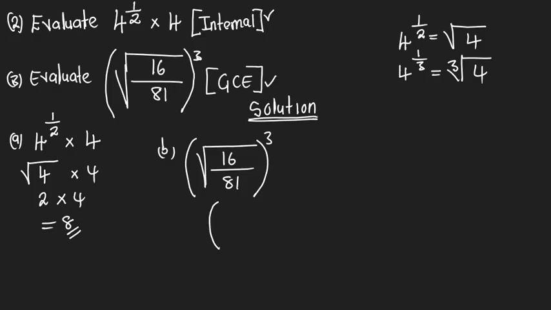What is the square root of 16? 4. What is the square root of 81? 9. Then we put the brackets and we can now include the 3. So we have done everything in the brackets. Now, we need to expand. So, 4 to the power 3 means 4 multiplied by 4 multiplied by 4.